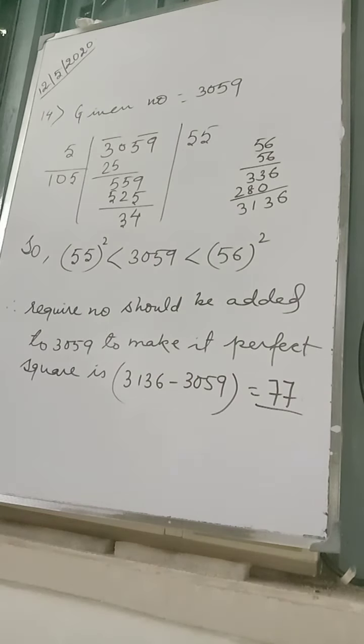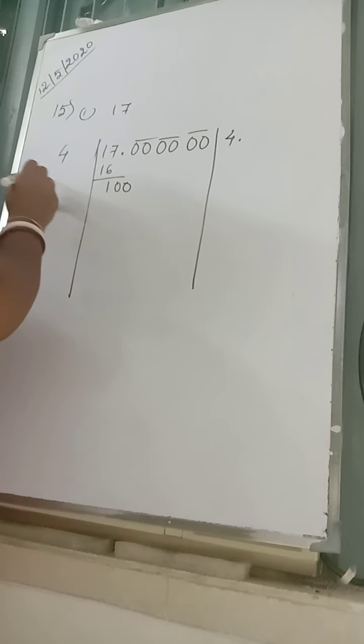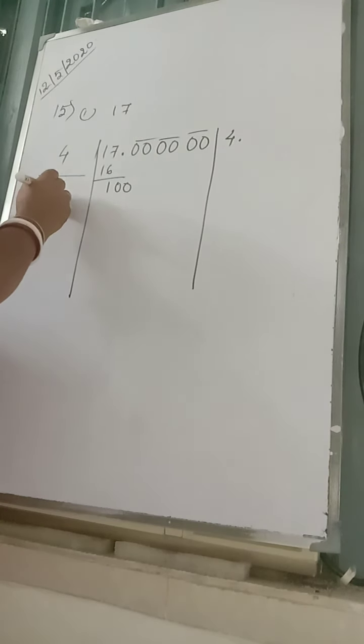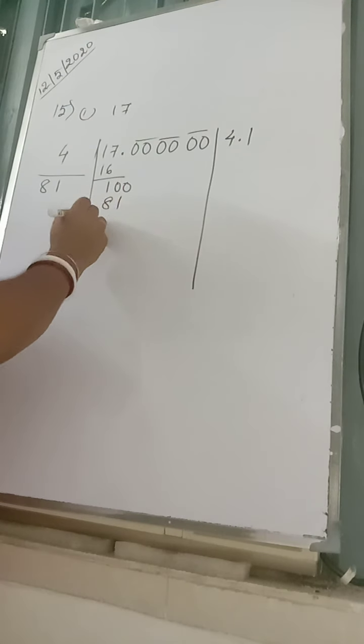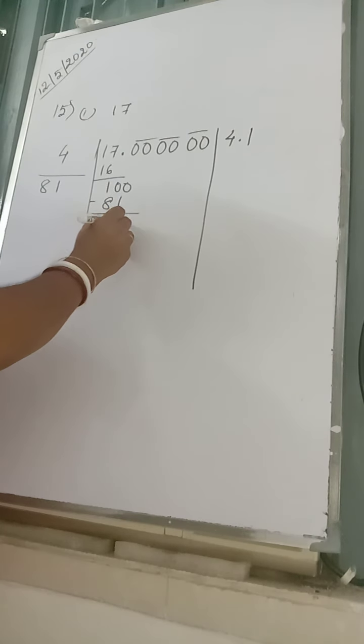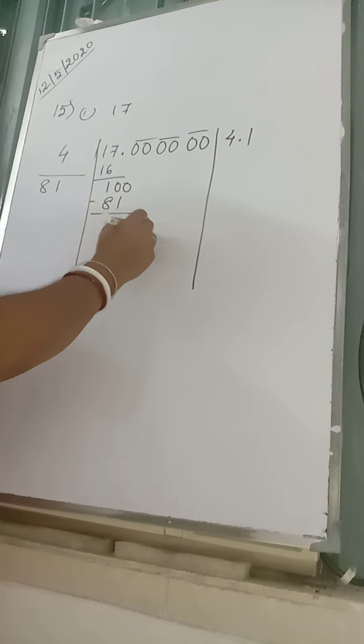Question number 15, the first number is 17. So I will be writing 17. Then we have to give decimal and 3 pairs of zeros because we have to find the square root up to 3 decimal places, is it? Now we know 4 4s are 16. This decimal will come here. 1 pair of 0 will come. 4's double is 8. So 81. 10 minus 1, 9. 9 minus 8, 1. So another pair of 0 is coming.